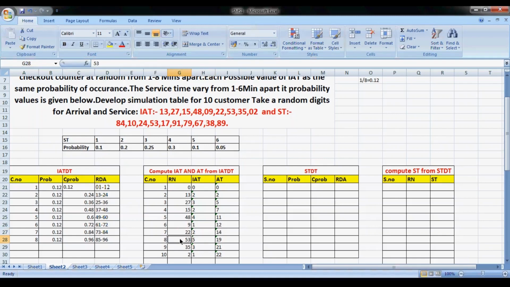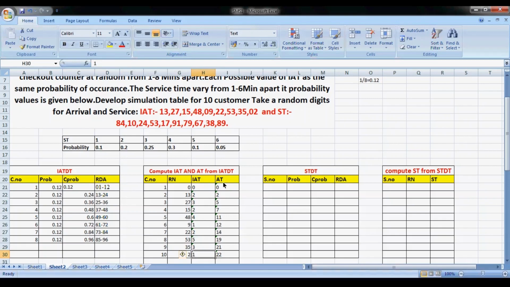Next is 53. The 53 is falling under this range and its value is 5. So we'll write 5. Next random number is 35. 35 is falling under this range and its value is 3. So we'll write 3. Next random number is 2. The 2 is falling under this range. We'll write its value as 1. In this way, we are going to calculate the inter-arrival time.